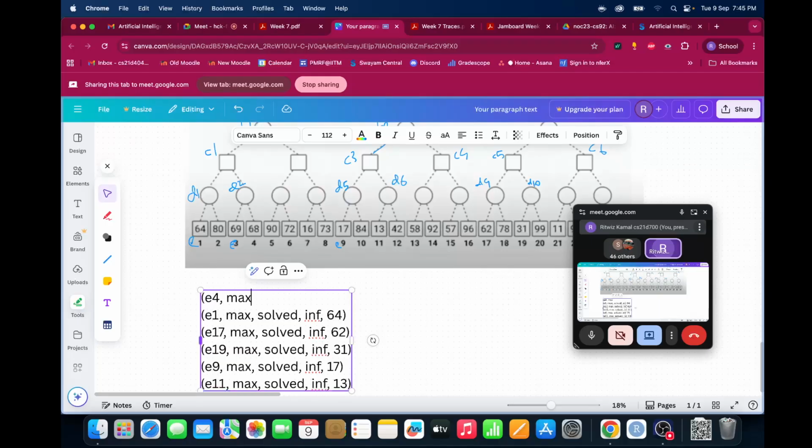E4, which is a max node, live. Now the bound will change. The bound will no longer be infinity. It will be decided by the value of the sibling node, which is E3. E3 had a value of 69, so this will become the bound for E4. What is the value that E4 is returning? E4 is returning 68.